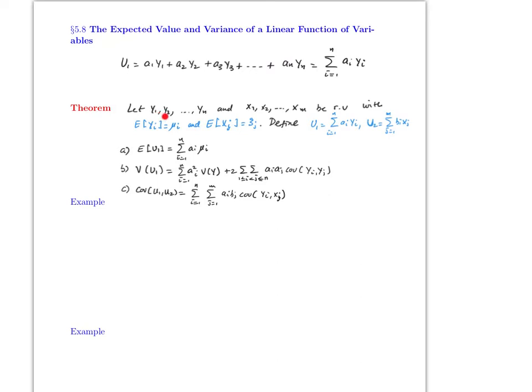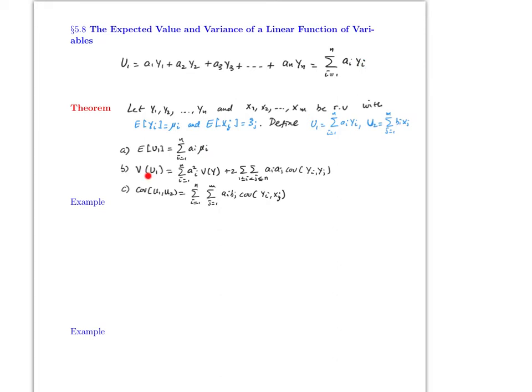Let's say that y1 to yn are random variables, and so are x1 to xm, where the expected value for each of the y's is mu i, and the expected value for each of the x's is xi j. Then we define the linear combination: U1 will be a linear combination of all the y random variables, and U2 a linear combination of all the x random variables. So part A, which should be kind of obvious, the expected value of U1 will be the sum of a_i times the expected value of y_i, which is mu i.